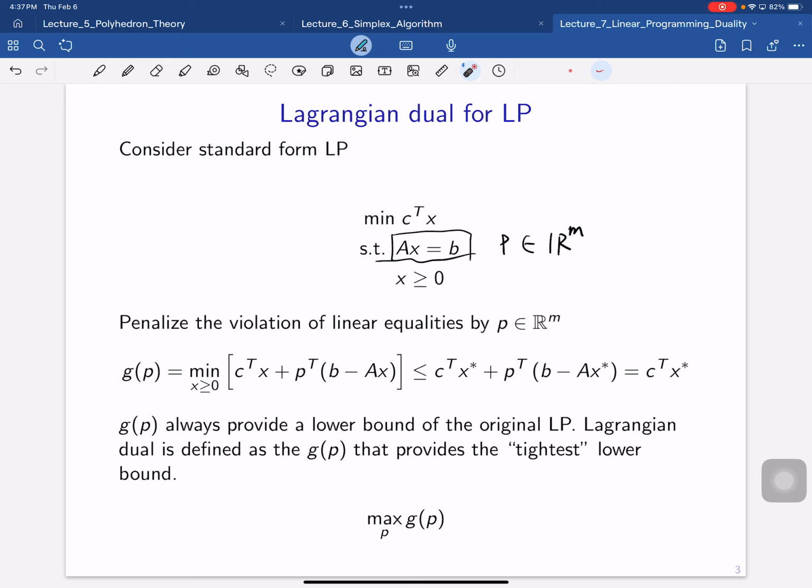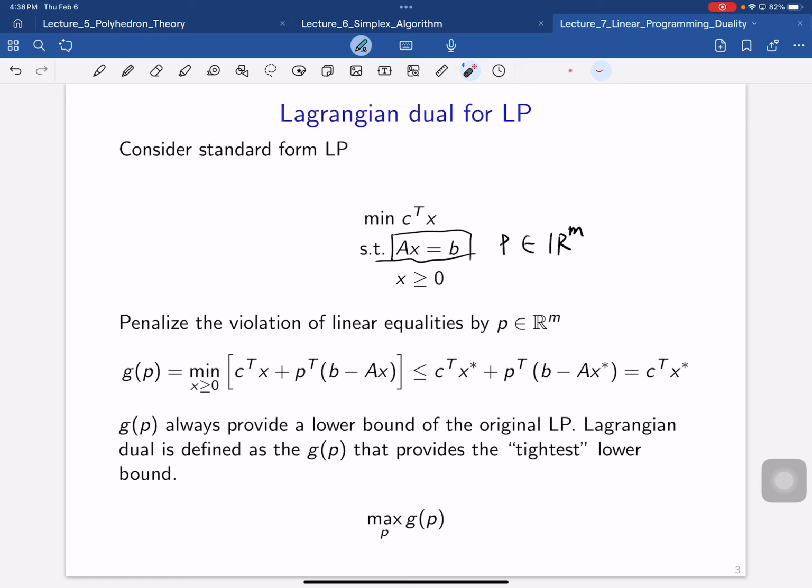Does anyone see why that is the case? I did not write it out explicitly in words, but you can try to think about why, no matter what value of p you pick, this term will always be a lower bound of the original problem. So we are minimizing the original problem. Minima will always be less than the original. Yeah, exactly right.